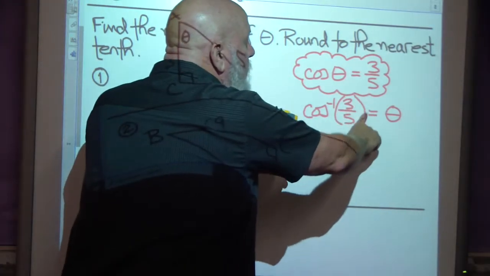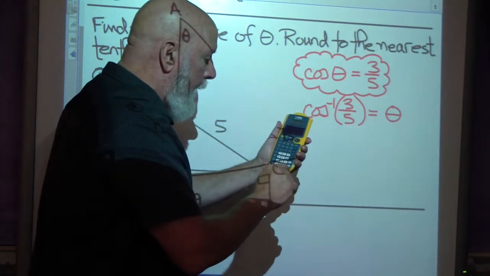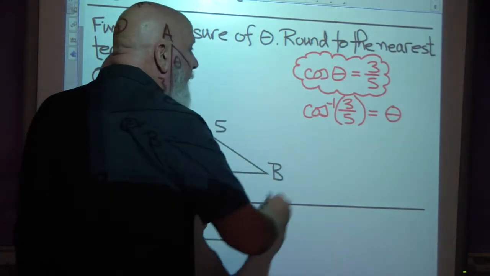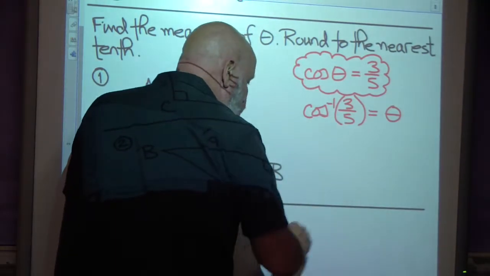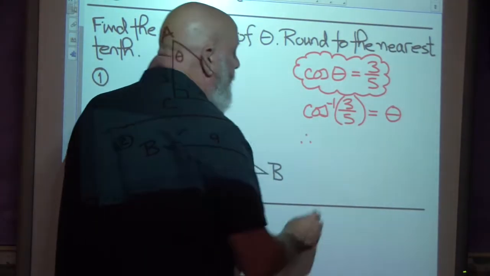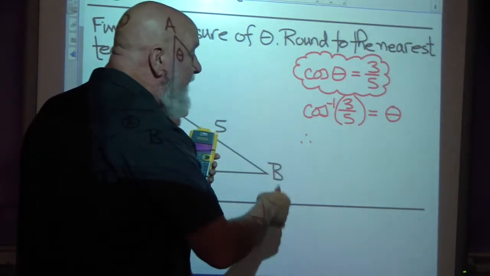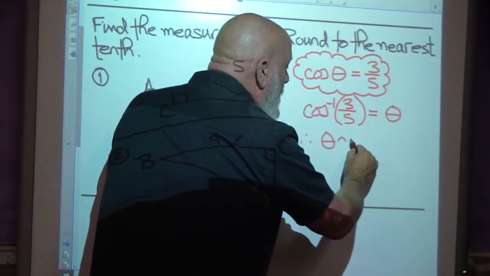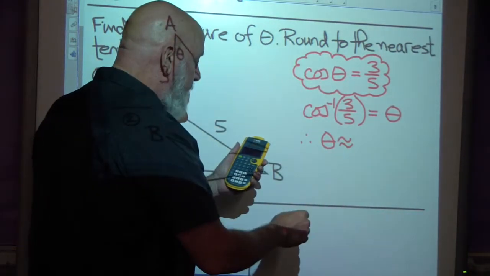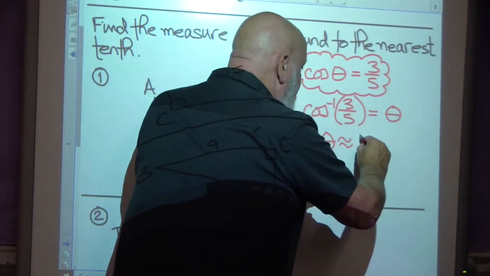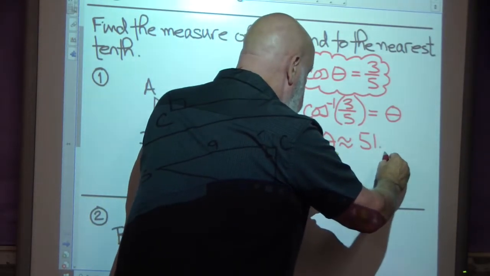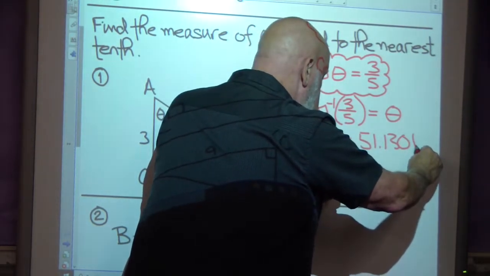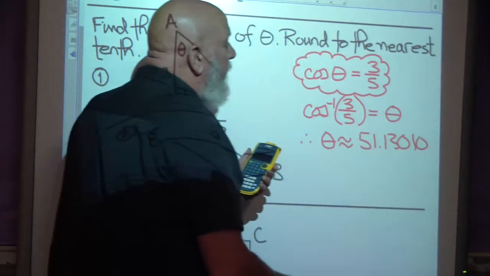Make sure you close this parenthesis and then hit enter. 53.13, so theta, I can say therefore, that's those 3 dots in math, that means the word therefore. Therefore, theta is about, that squiggly equal sign, is about 53.13010, and it goes on forever and it'll never repeat.